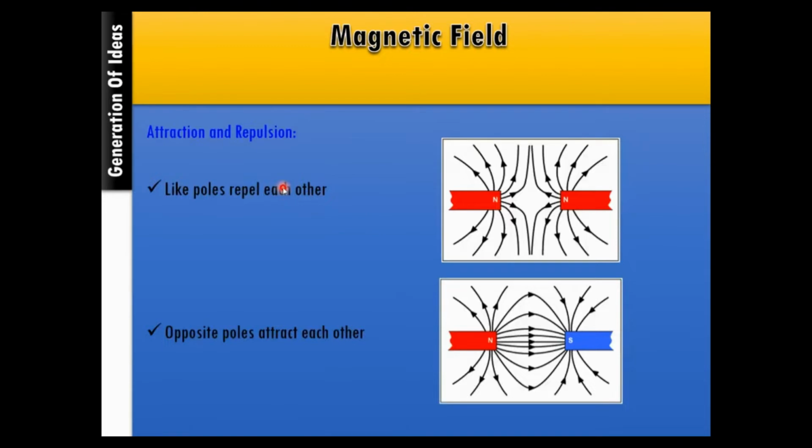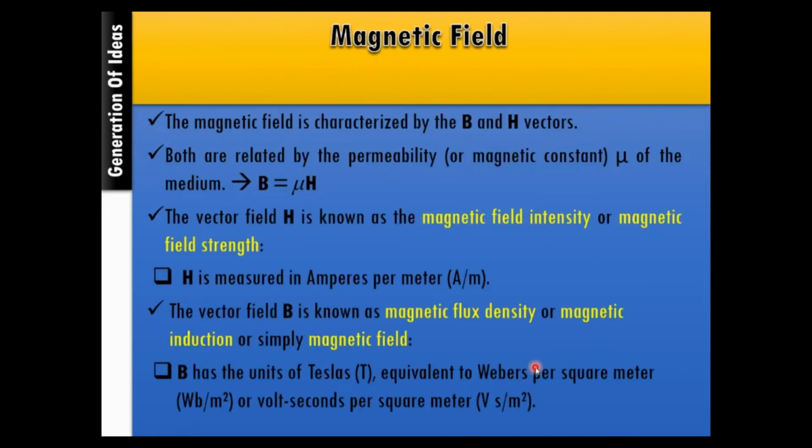So for the north pole, if they are similar, they will repel each other. If they are both south pole, they will also repel each other. And if they are opposite poles, they will attract each other. I think this one you know well, right?